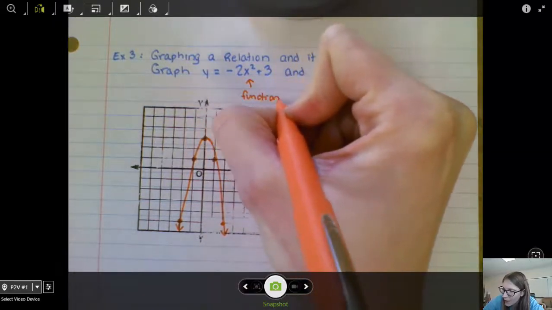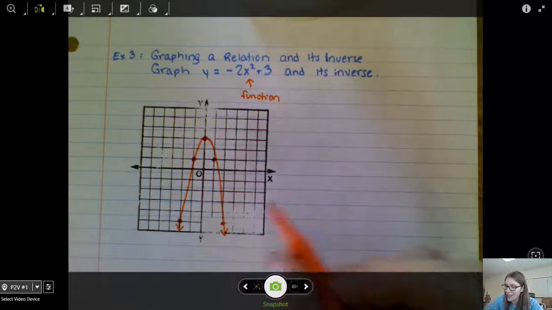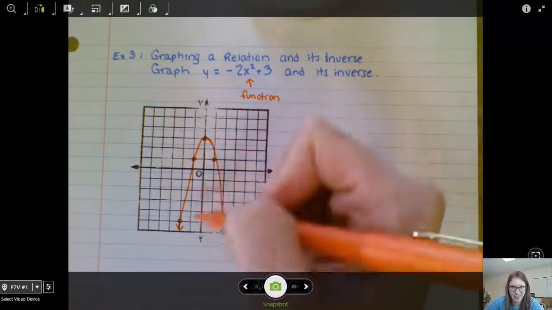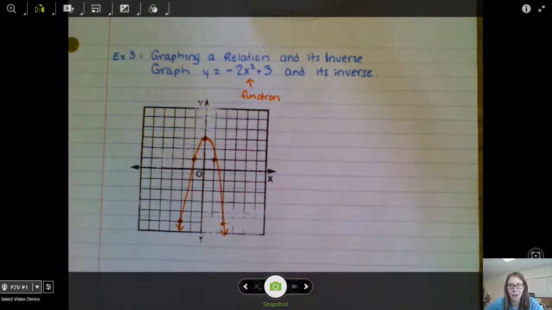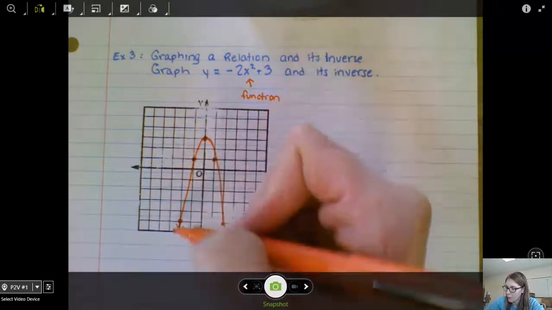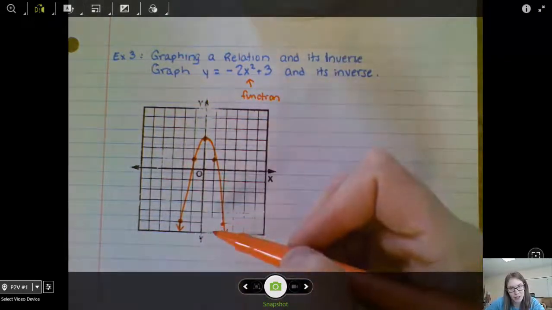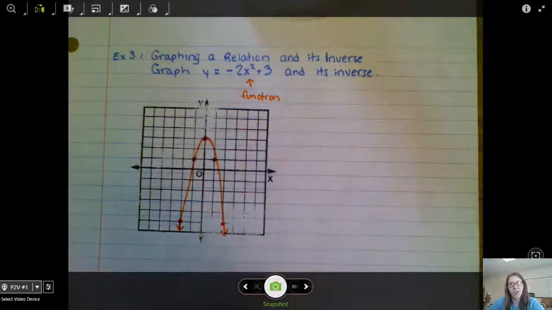Okay, and I know this is a function because each x value has only one y value, and also we know that vertical line test back from Algebra 1. We can draw a vertical line anywhere and it only passes once, so we have a function. All right, so to draw my inverse, remember that inverse is the x and the y switch.